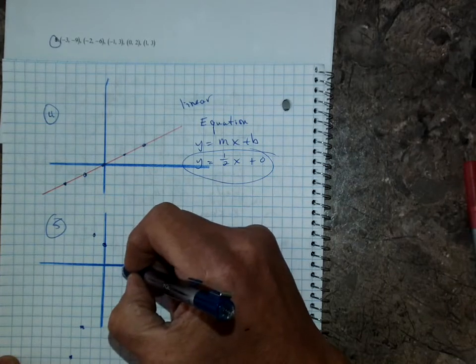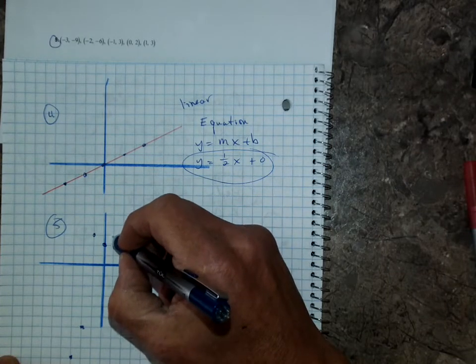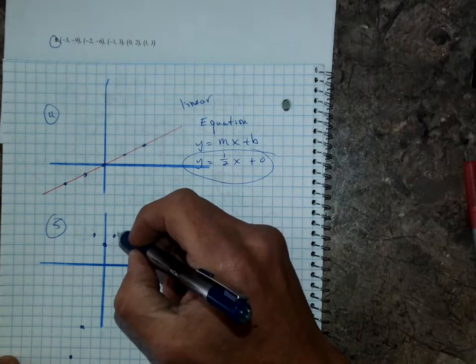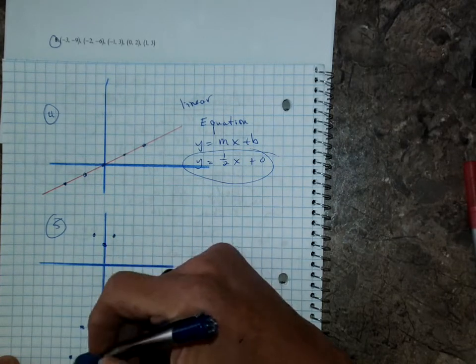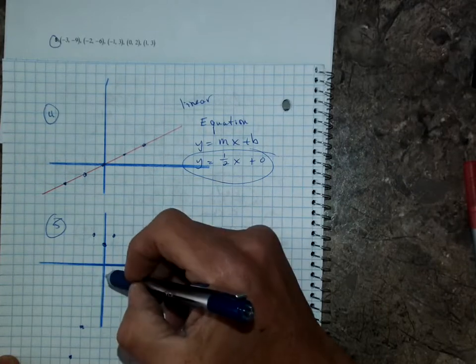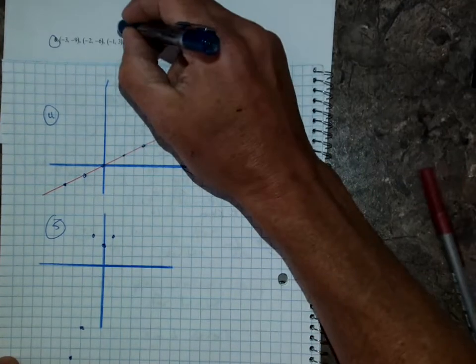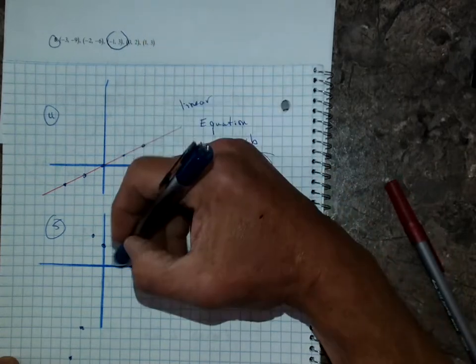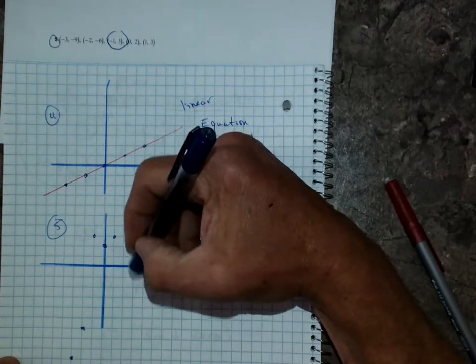And 1, 3. Is this right? Negative 3, negative 9. Negative 2, negative 6. Negative 1, 3. Now that one just seems bizarre, doesn't it? And then a 0, 2, and then a 1, 3.